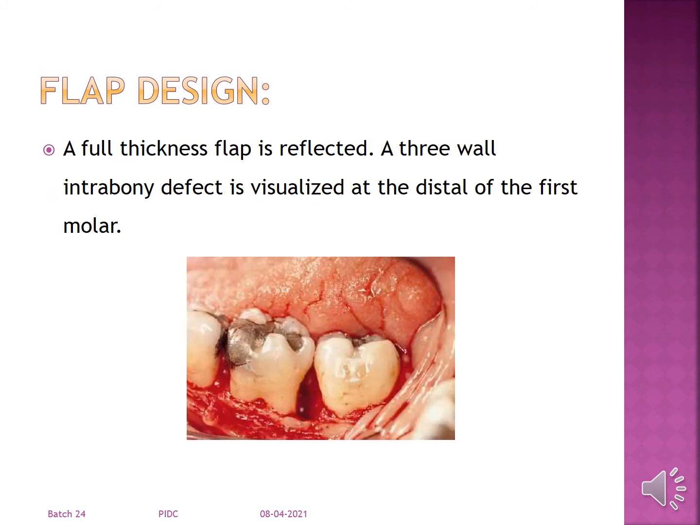Coming to the flap thickness, for any intrabony defect where you want to go for regeneration, always go for a full thickness flap. A three wall defect you can visualize in this area. A three wall defect is there on the distal side of the first molar. So a full thickness flap has been reflected here.